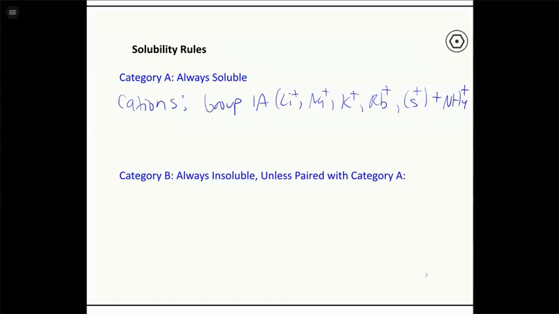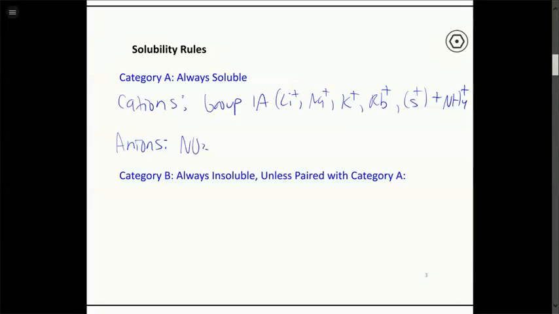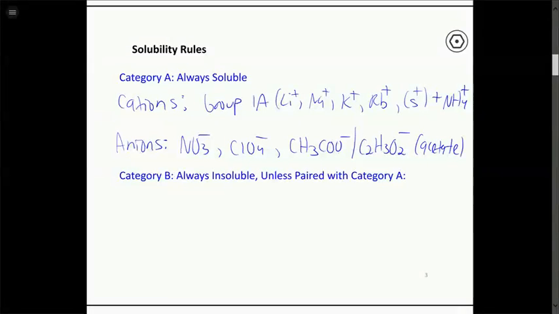And then finally, there's some anions that have the same property. So this list of anions here, if your compound has one of these anions, it will be soluble no matter what the cation is. So those are going to be NO3 minus, ClO4 minus perchlorate, acetate, which we can write as either CH3COO minus, or sometimes it's written as C2H3O2 minus. That's called acetate. So those three anions, if you see them in an ionic formula, you can automatically assume that that compound is soluble, regardless of what the cation is that's paired up with it.